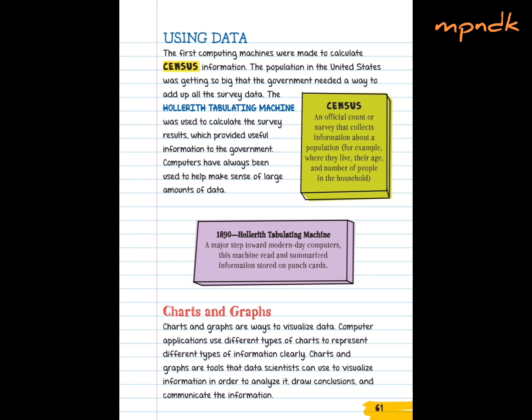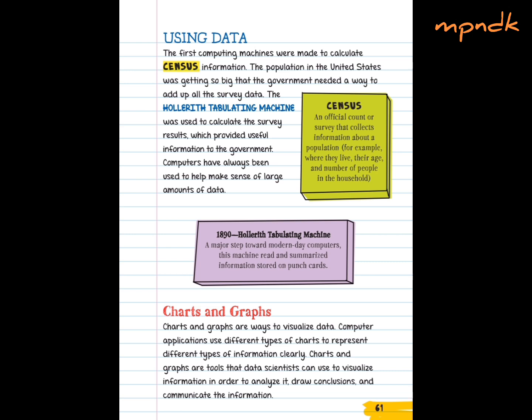1890, Hollerith tabulating machine, a major step toward modern-day computers. This machine read and summarized information stored on punch cards. Charts and graphs. Charts and graphs are ways to visualize data. Computer applications use different types of charts to represent different types of information clearly.